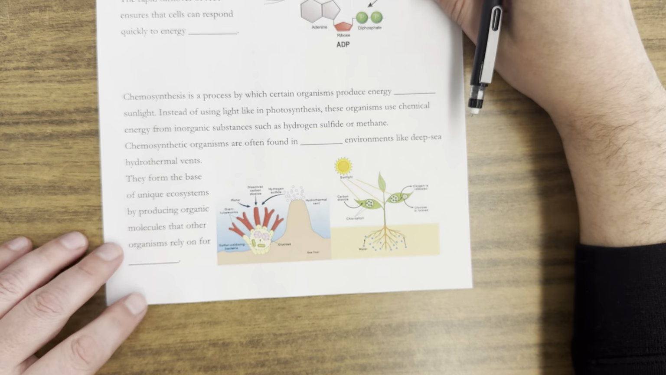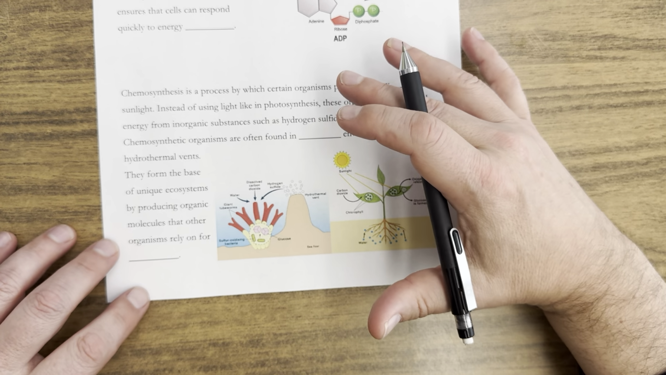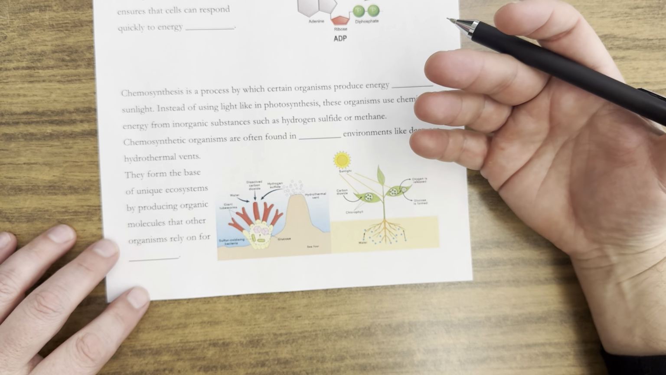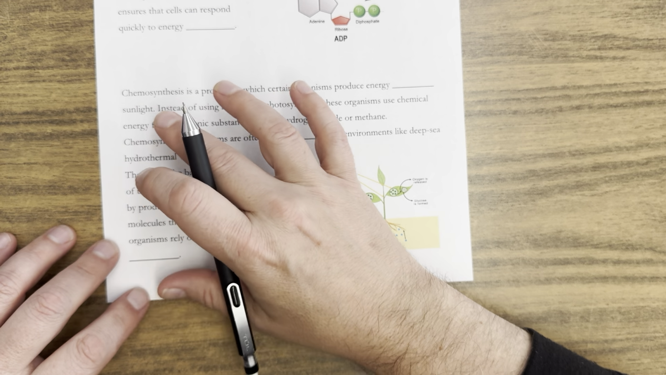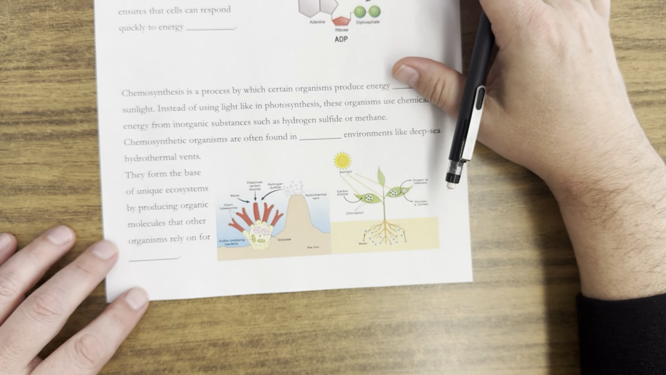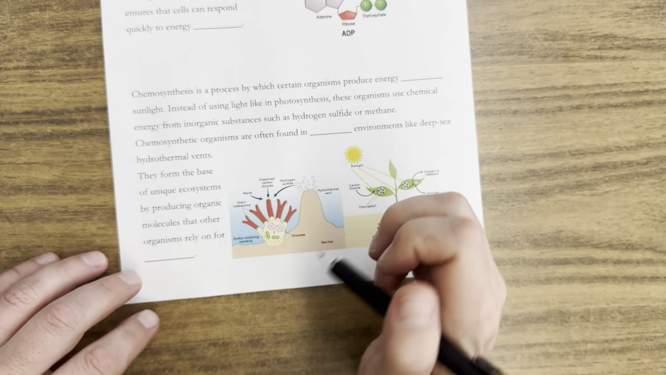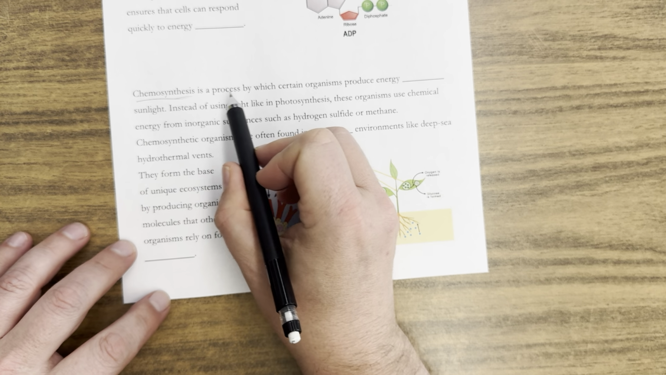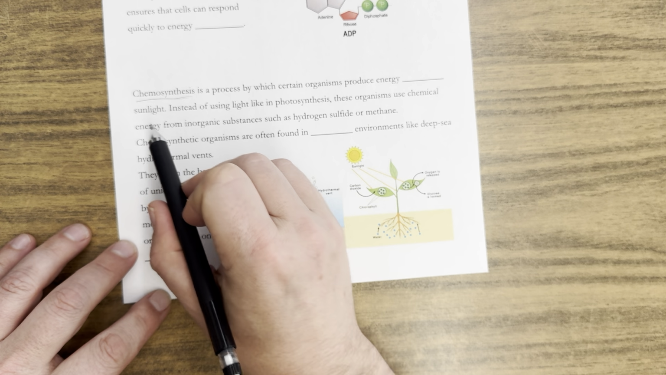All right. And then the final one here is a different process. This is one that most of the things that we think of living organisms aren't going through this last process. These are things like microorganisms usually. Okay, chemosynthesis. Chemosynthesis is a process by which certain organisms produce energy without sunlight.